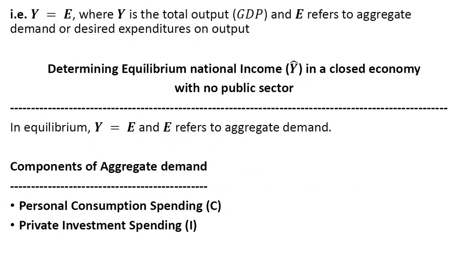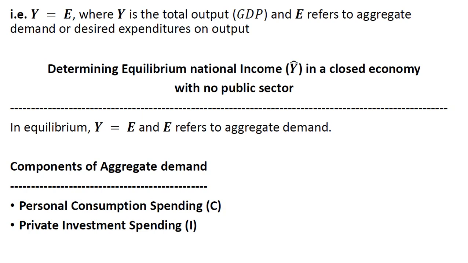So Y, which is national income, is equal to E, which is aggregate expenditure. When Y is exactly equal to E, that is when national output is exactly equal to national income. When national income or output is exactly equal to total expenditure, then the national income that results is known as equilibrium national income.